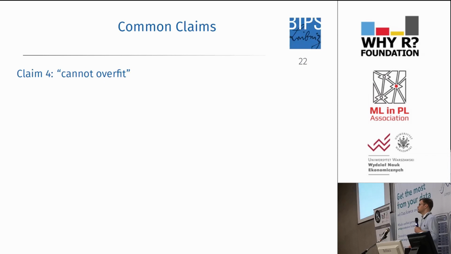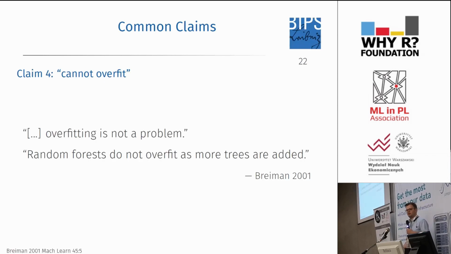Claim number 4 is random forests cannot overfit. So we already heard about the original random forest publication in 2001 by Leo Breiman, and he wrote, overfitting is not a problem, and random forests do not overfit as more trees are added. So from that, I would say random forests do not overfit.